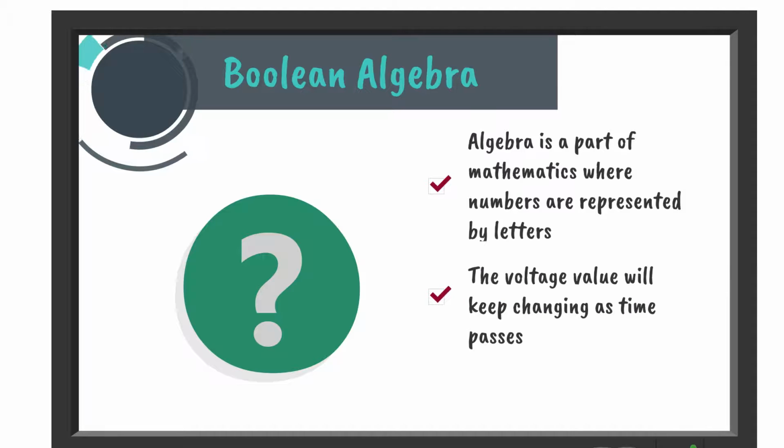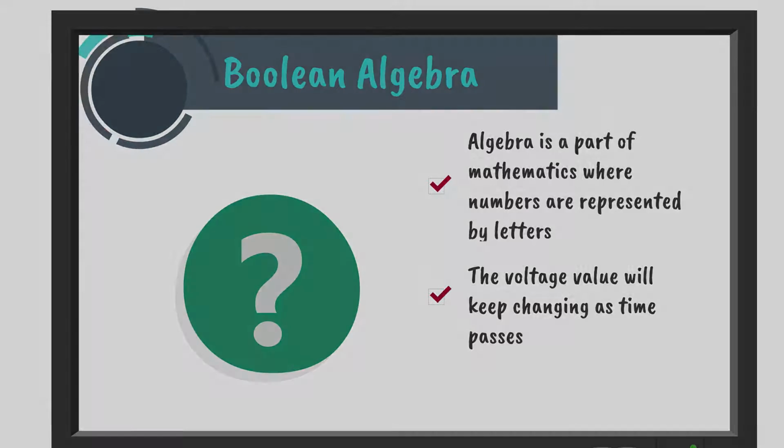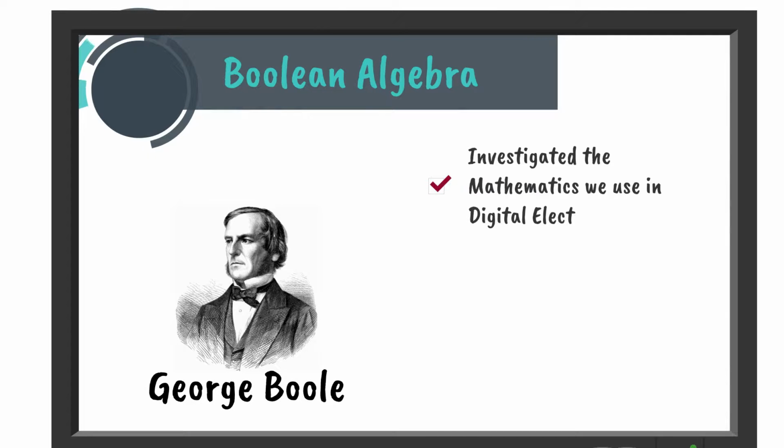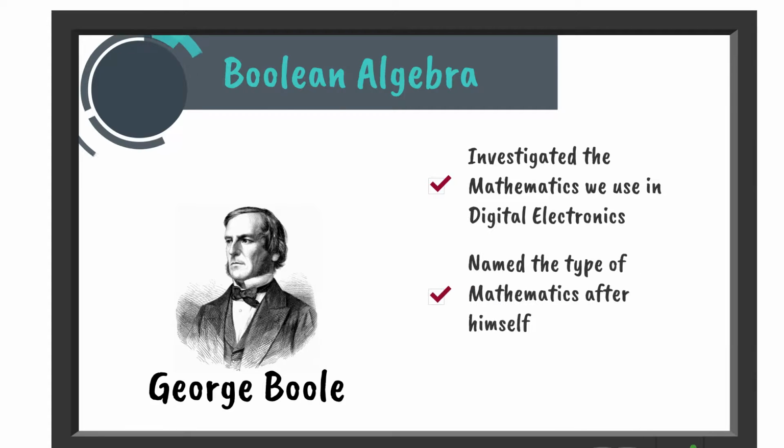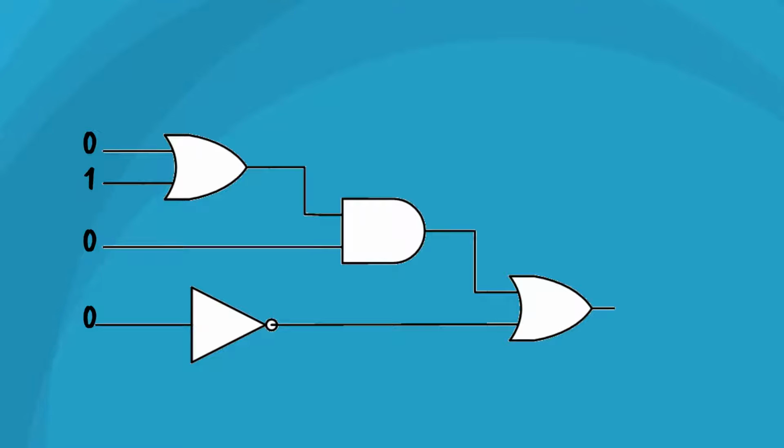Your circuit will have ones and zeros going in and out. And if these numbers are changing, then we have to use letters to depict the numbers because we do not know what those numbers will be at any specific time. George Boole investigated the mathematics we use to manipulate digital logic gates and circuits, and he called this branch of mathematics Boolean Algebra. Now, what happens if we actually join these gates together?